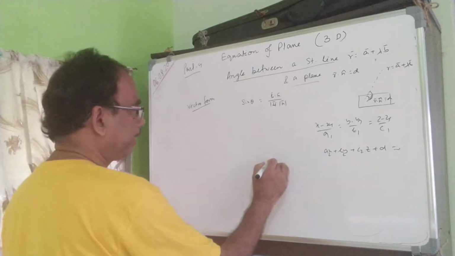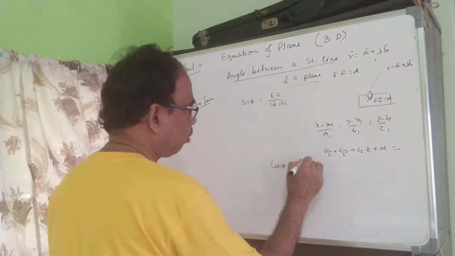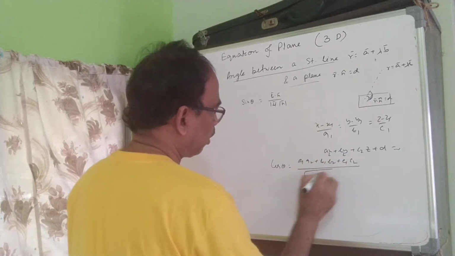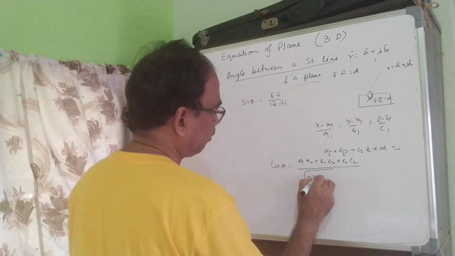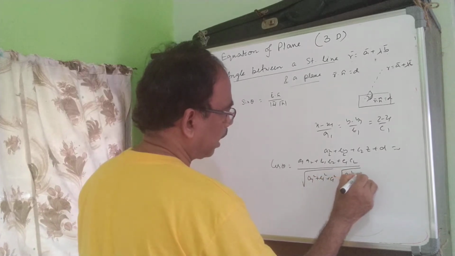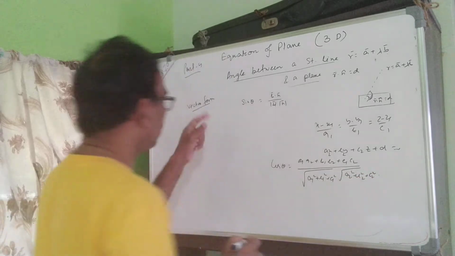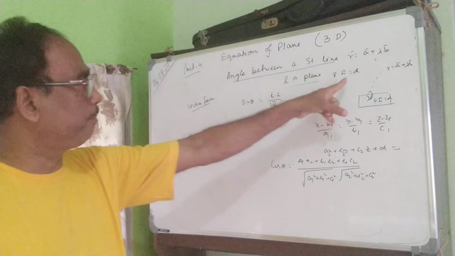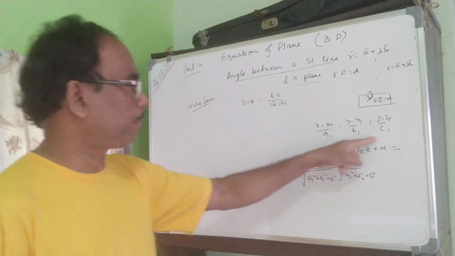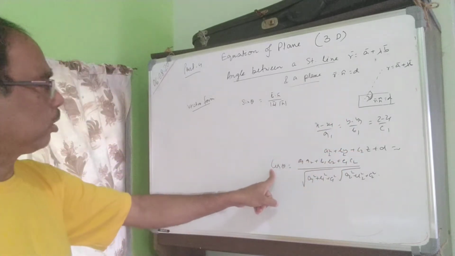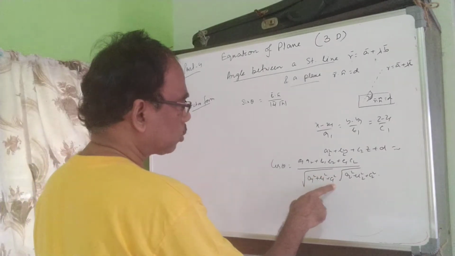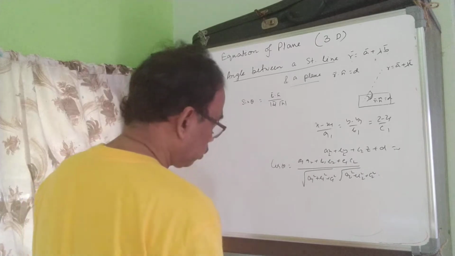The angle is cos theta equals a1 a2 plus b1 b2 plus c1 c2 by root over a1 square plus b1 square plus c1 square, into root over a2 square plus b2 square plus c2 square. That is the two formulas: one is for vector form and one is for Cartesian form. Both are in Cartesian form, then cos theta equals a1 a2 plus b1 b2 plus c1 c2 over root over a1 square plus b1 square plus c1 square into root over a2 square plus b2 square plus c2 square.